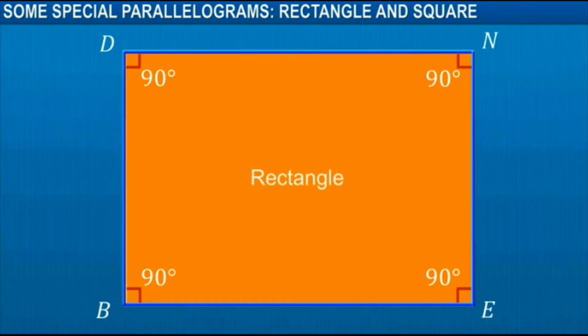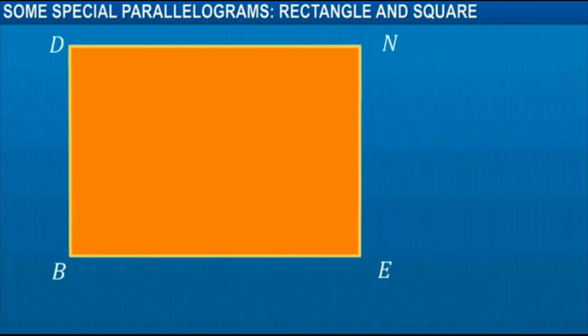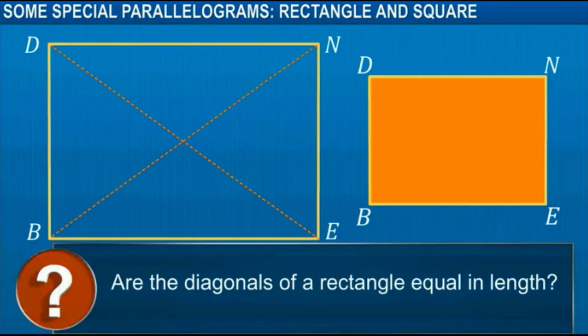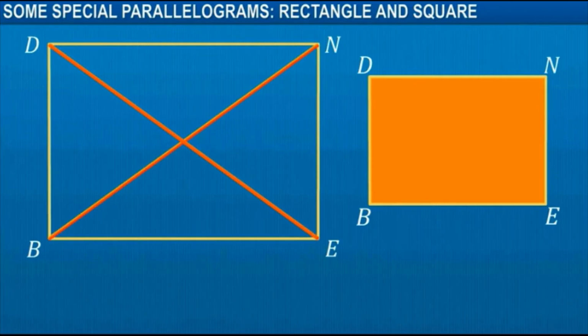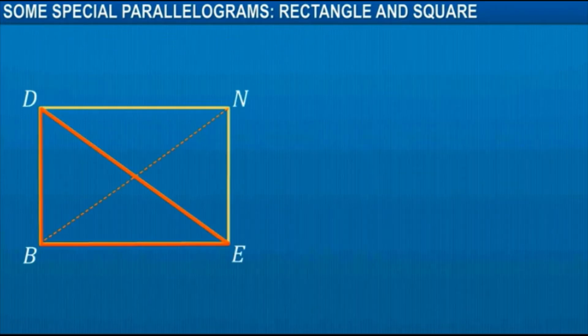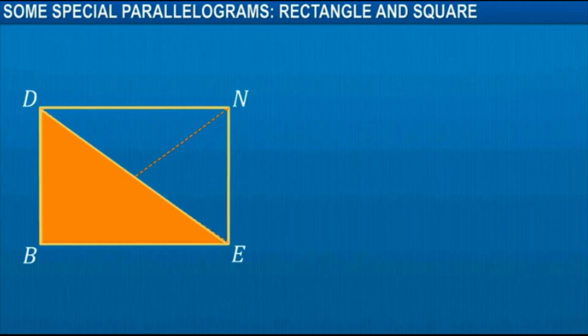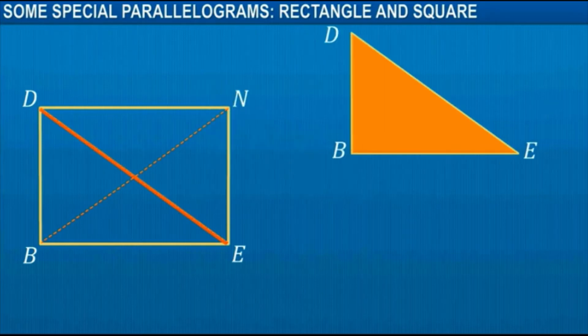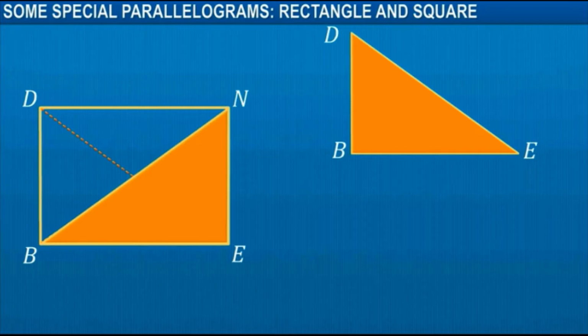Now, let's see some more properties of a rectangle. Let's draw the diagonals of this rectangle. Are the diagonals equal? Let's check this. The diagonals DE and BN of the rectangle divide it into two right-angled triangles, DBE and NEB. In the right triangle DBE, diagonal DE is the hypotenuse. Similarly, diagonal BN is the hypotenuse of the right-angled triangle NEB.